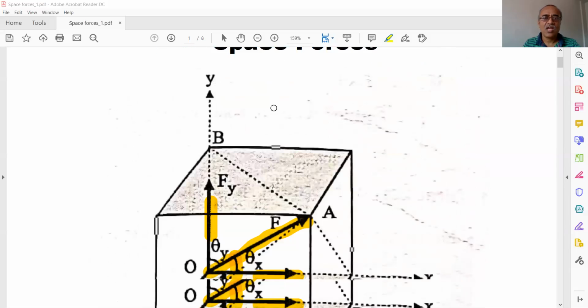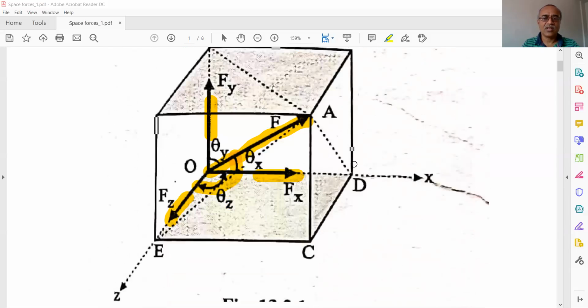So first of all, I have drawn one figure over here. We have the three axes, x-axis, y-axis and z-axis. This force OA is representing the force F. The component of this force with the x-axis is Fx. The component of this force F with the y-axis is Fy, and the component of this force with the z-axis is Fz.